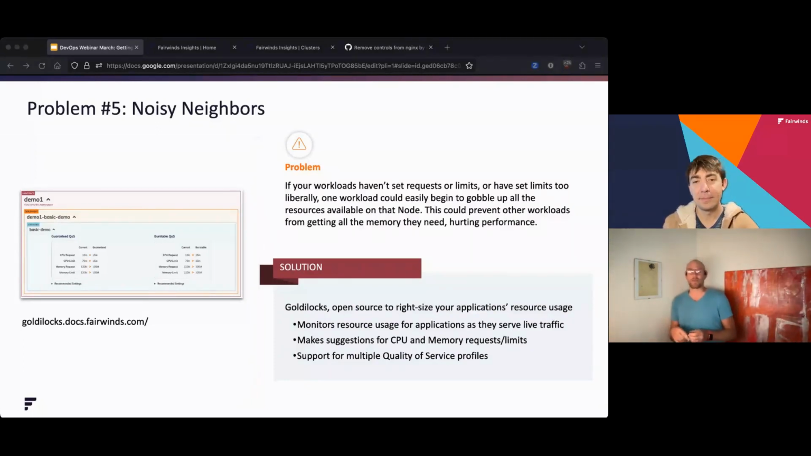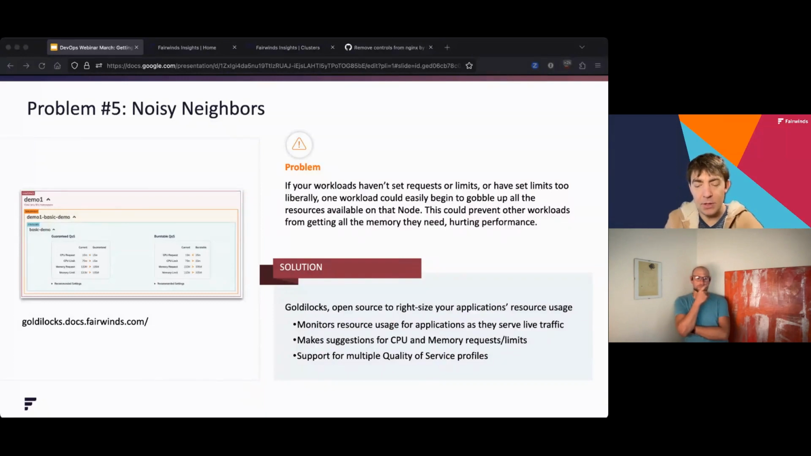What are noisy neighbors? Why do they matter? How do we avoid it? And I know we already talked about some resource requests and limits, so I jumped the gun, but go for it. Yeah, no, it's an important topic. So in Kubernetes, if you don't set requests and limits on any of your workloads, Kubernetes will do its best to figure out what node they should go on.